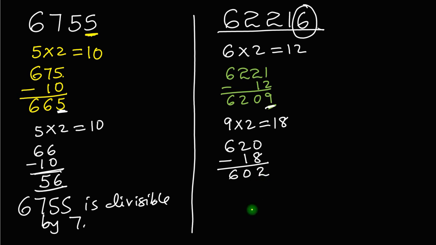considering that 2 is the last digit, so we double it. 2 times 2 equal to 4. The remaining digits are 60. 60 minus 4, we get 56. 56 is divisible by 7. And that's how we test divisibility by 7. Thank you so much.